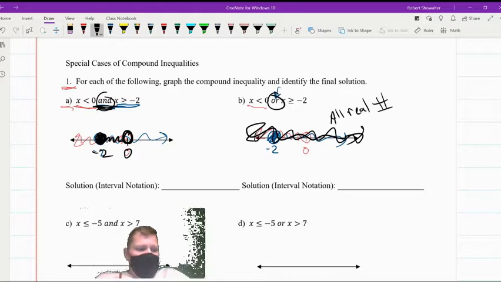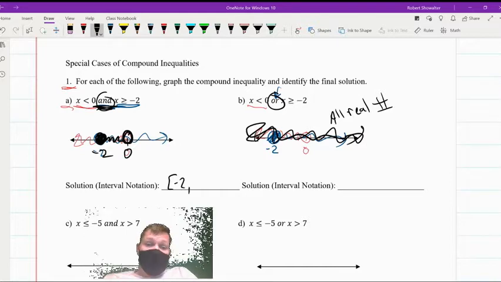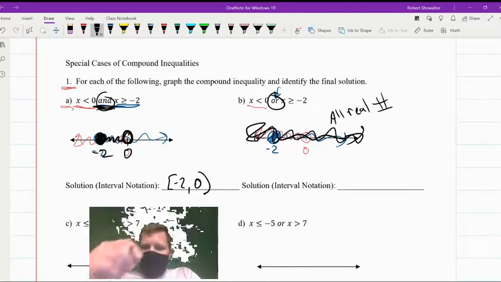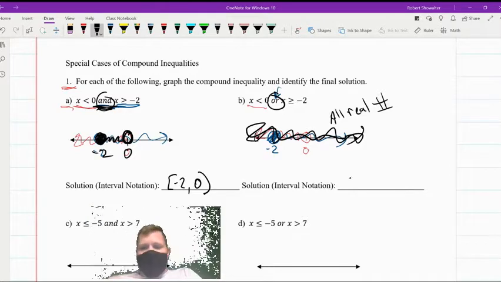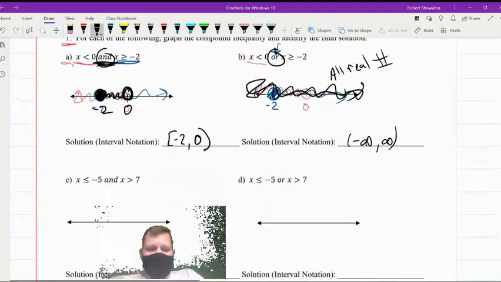So when we write the interval notation, the one on the left is -2 with a bracket to 0 with a parenthesis, because we don't get there, it's an open circle. And the one on the right is all real numbers, so we're going to go -infinity to infinity and beyond.